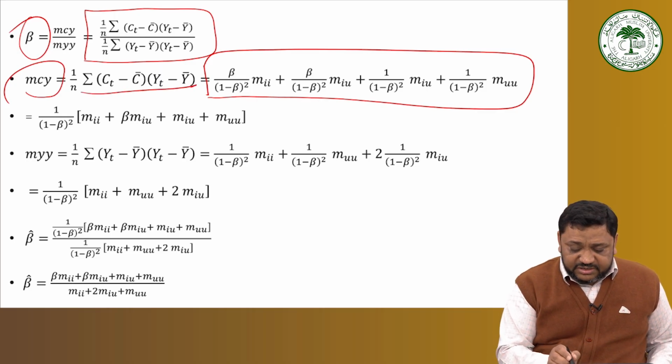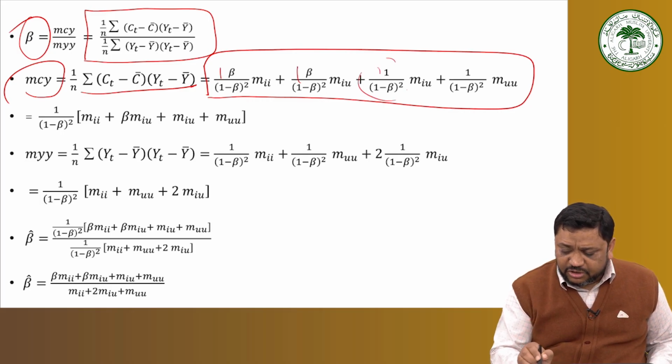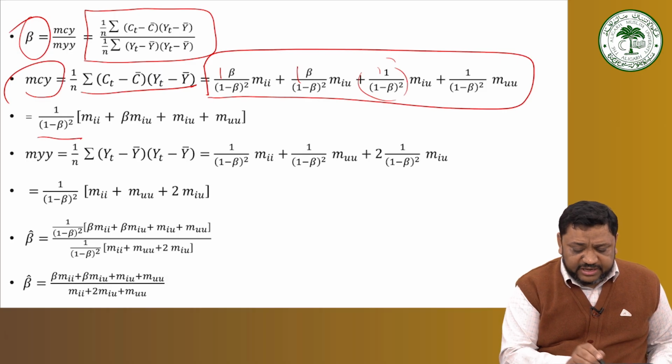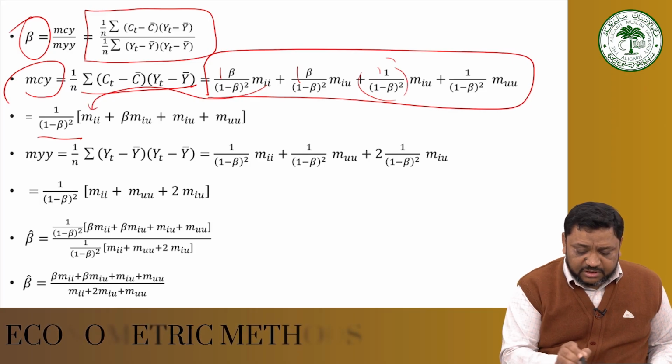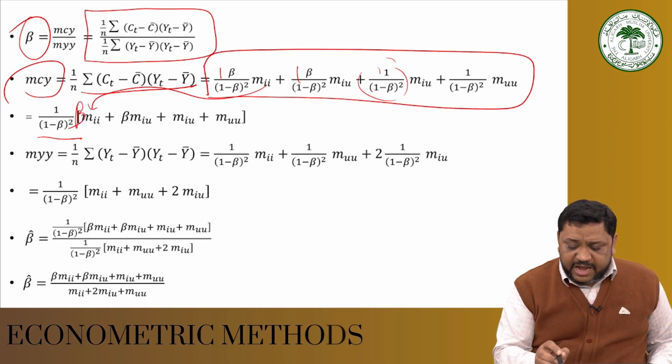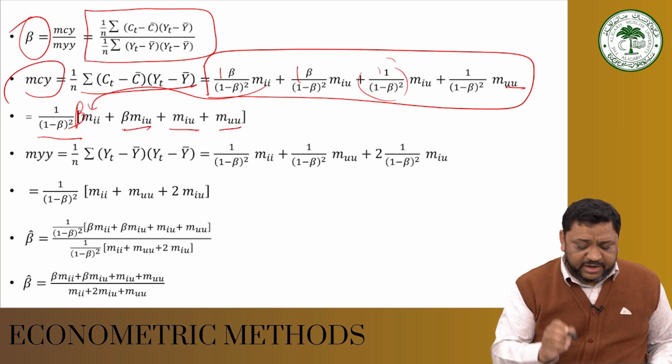Now I can further take common 1 upon 1 minus beta, which is here also, here also, here also, and here also. So we take common over here. mii we write over here, but beta is missing. Beta should also be there, and miu, beta is here, so I write it over here. miu I write it over here. muu I write it over here.